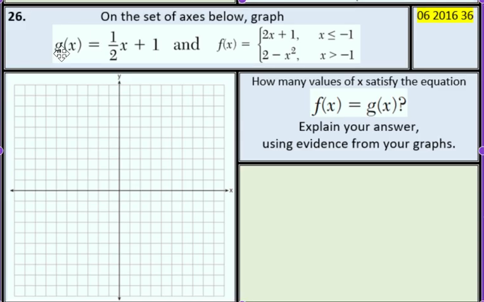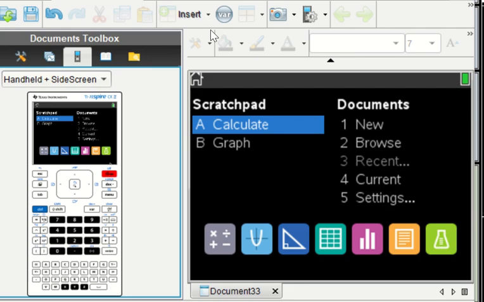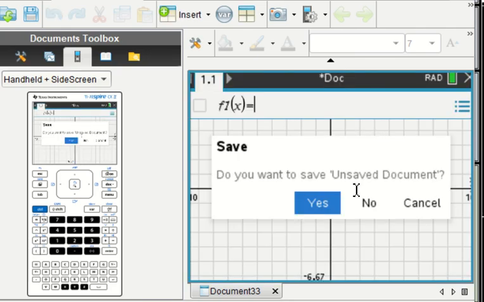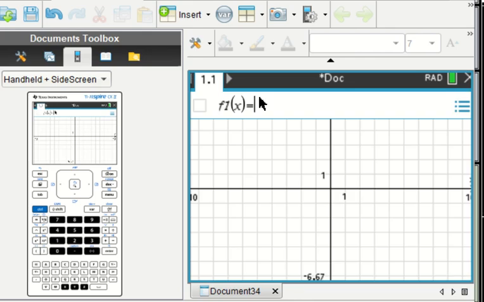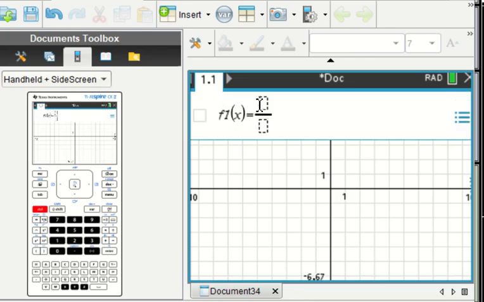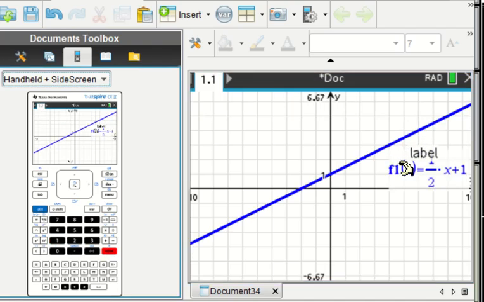So the first thing I want to graph on my calculator, 1/2 x plus 1. So open a TI Nspire graphing calculator. So home screen, new document, say no, add a graph page. So 1/2, control divide, 1/2 x plus 1, and enter. This is my first graph.